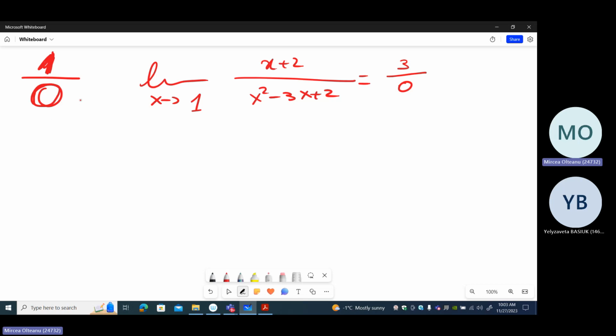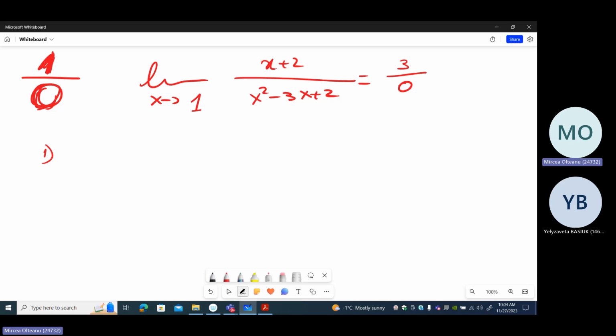here above, 1 is a generic number for something which is not 0. So attention, the case 0 over 0 is different. But here we're talking about the case when above we don't have 0. For example, we may have 3, and below we have 0. Okay, what's the method in this case?